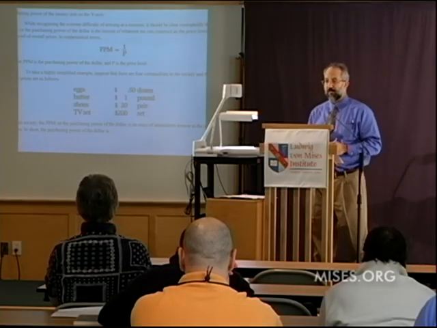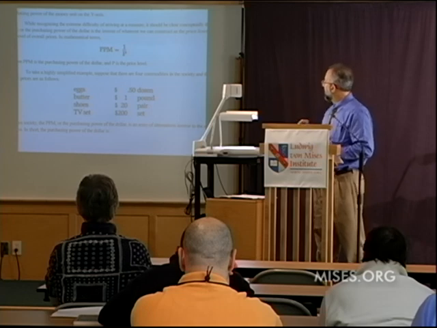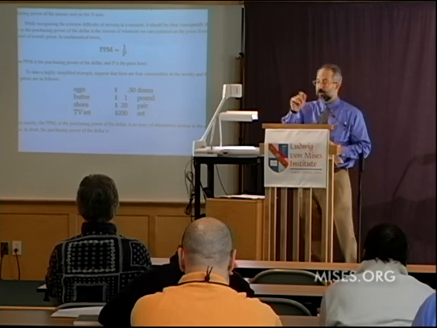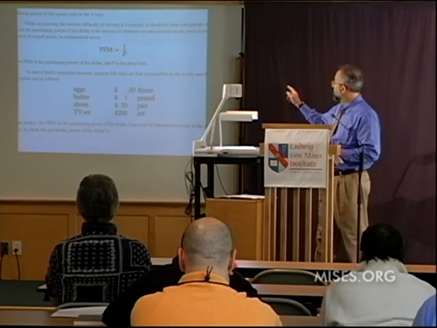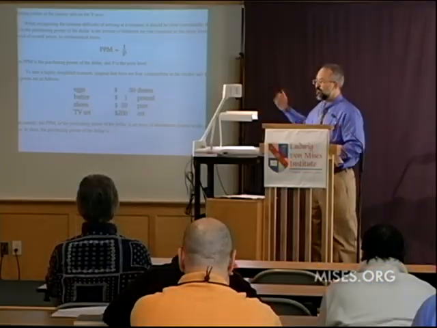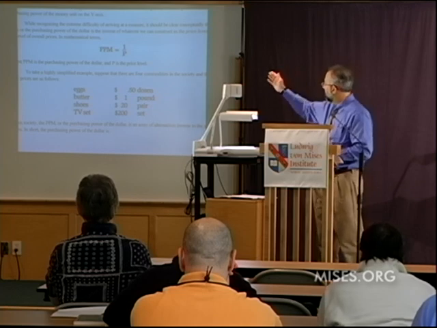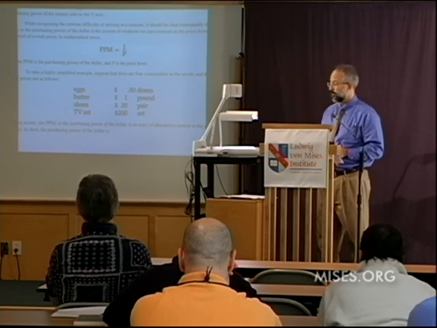Well, we see immediately that unlike all other goods in the economy, this is one difference between money and other commodities: money does not have one price. Every other good has a single price. It's emerged out of barter, it has one price. Money has at least four prices in this economy. It has a price in terms of eggs, butter, shoes, and TV sets.